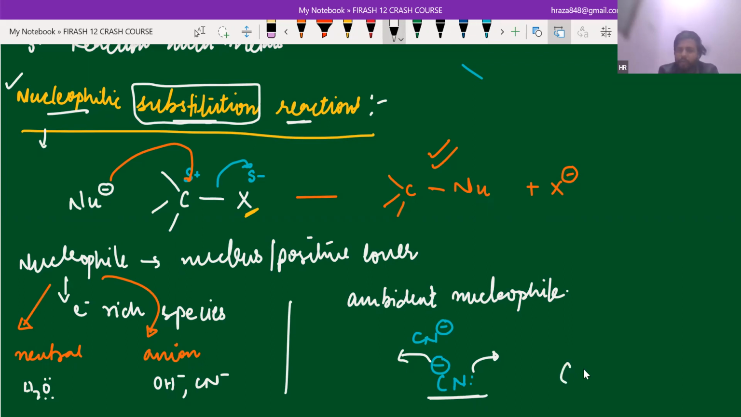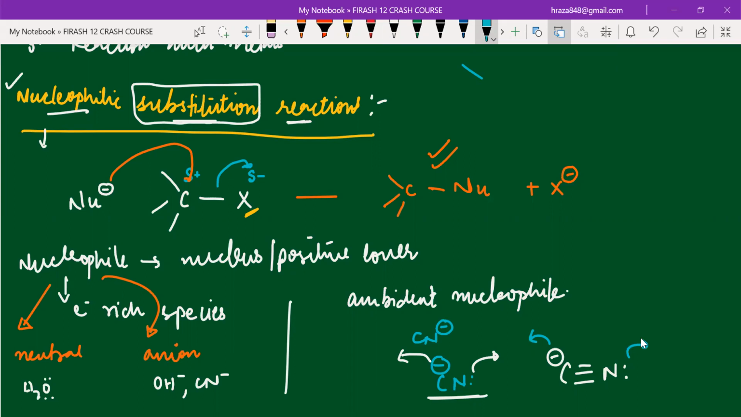Is that clear? You know that nitrogen makes a triple bond with carbon and it has a lone pair, and carbon has a negative charge. If someone has a negative charge, that means it is an electron rich species which can attack from here or from here. Is that clear? Yes, sir. So this type of nucleophile is known as an ambident nucleophile.